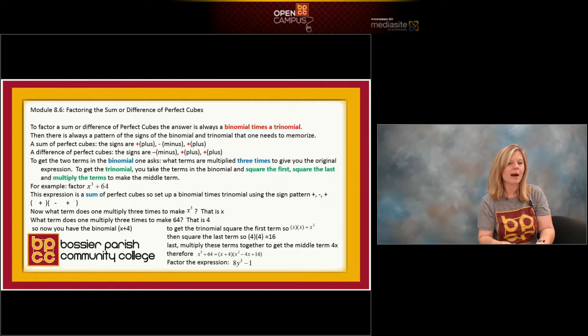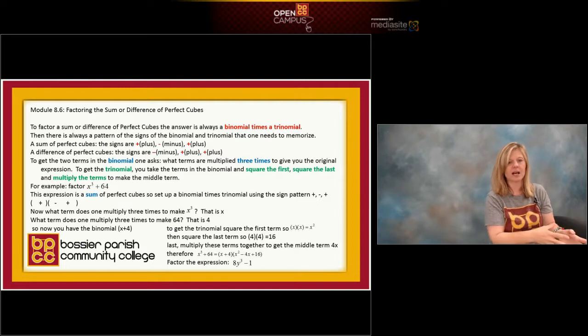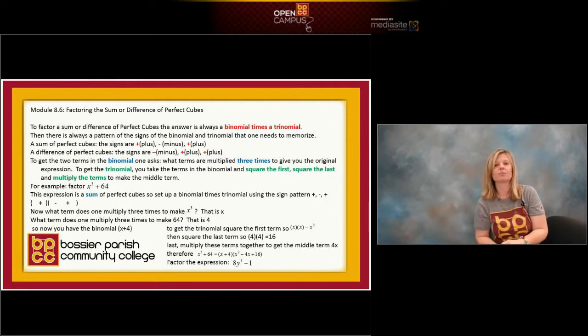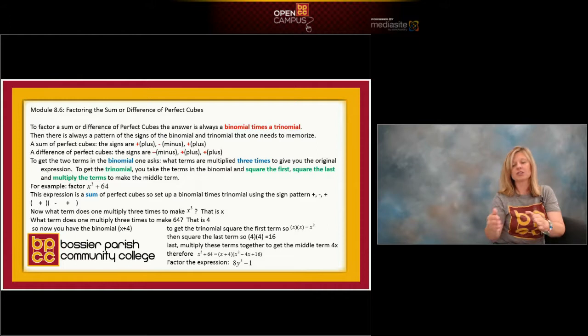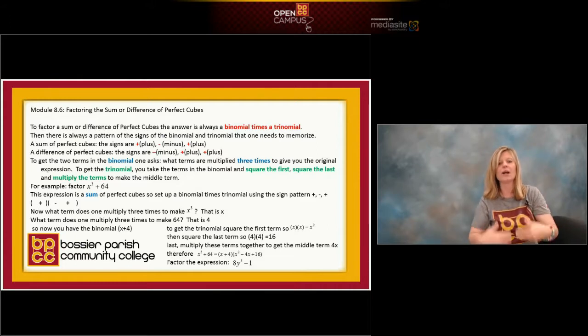Now I want to fill in the binomial. I need to put something in front of the plus, something behind the plus. The way I fill in the binomial is real simple. I say to myself, what did I multiply 3 times for x cubed? That would be x. So x would go first in the binomial. Then I'm going to say to myself, what did I multiply 3 times to give me 64? And that would be 4. And 4 would go last in the binomial. So that's where I get the binomial x plus 4. Because I say to myself, what did I multiply 3 times?